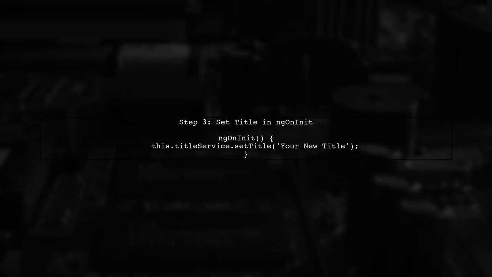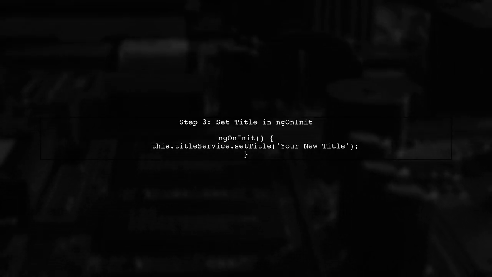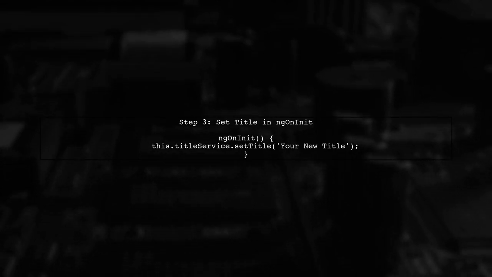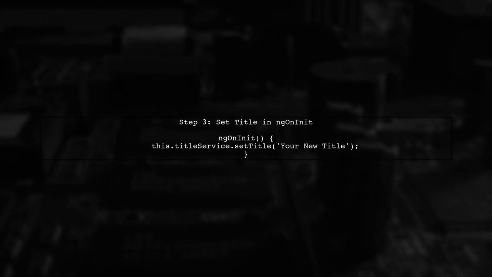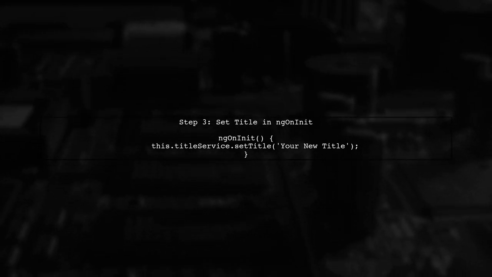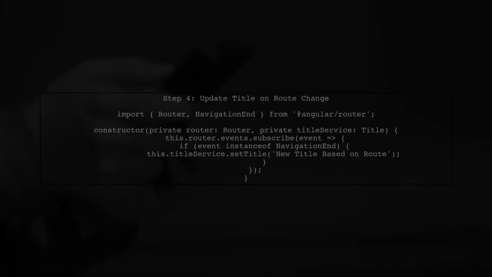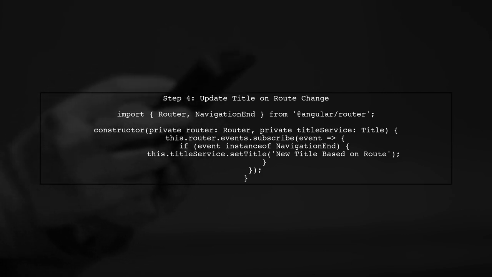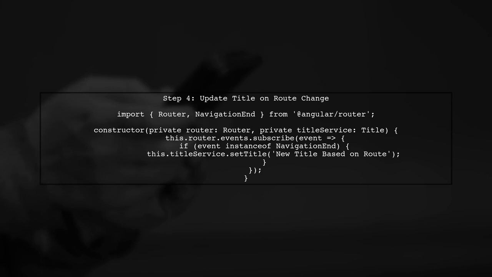Now, we will set the title in the ngOnInit lifecycle hook. This ensures that the title is updated whenever the component is initialized. Finally, to ensure the title changes with route navigation, we can subscribe to the router events and update the title accordingly.